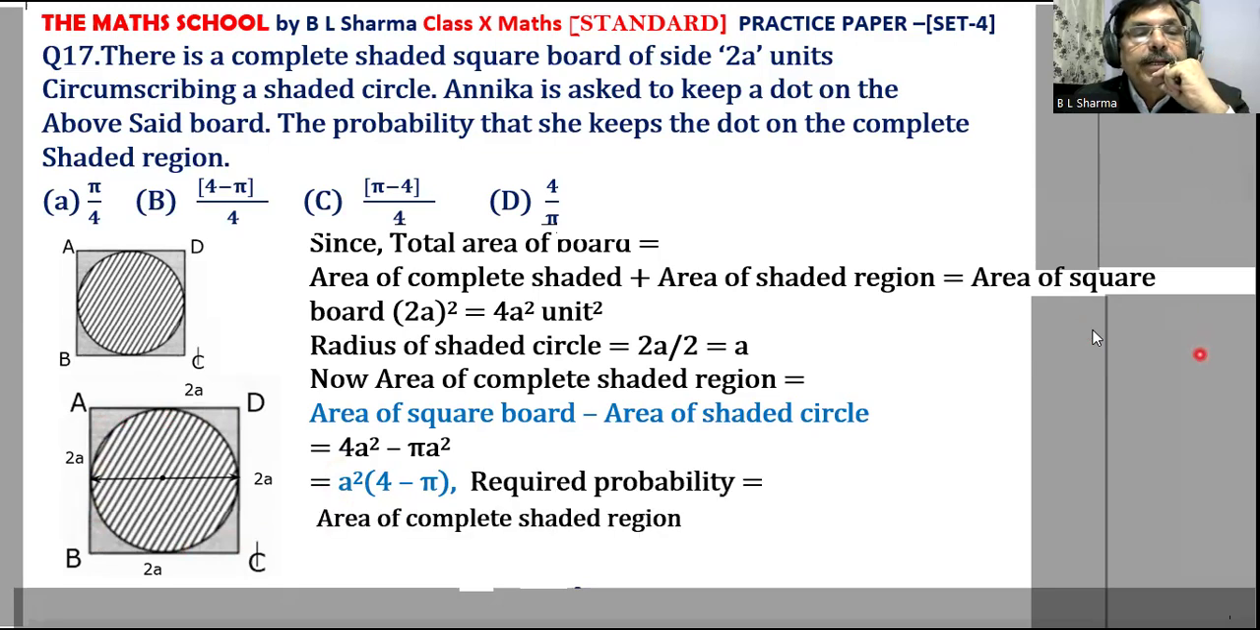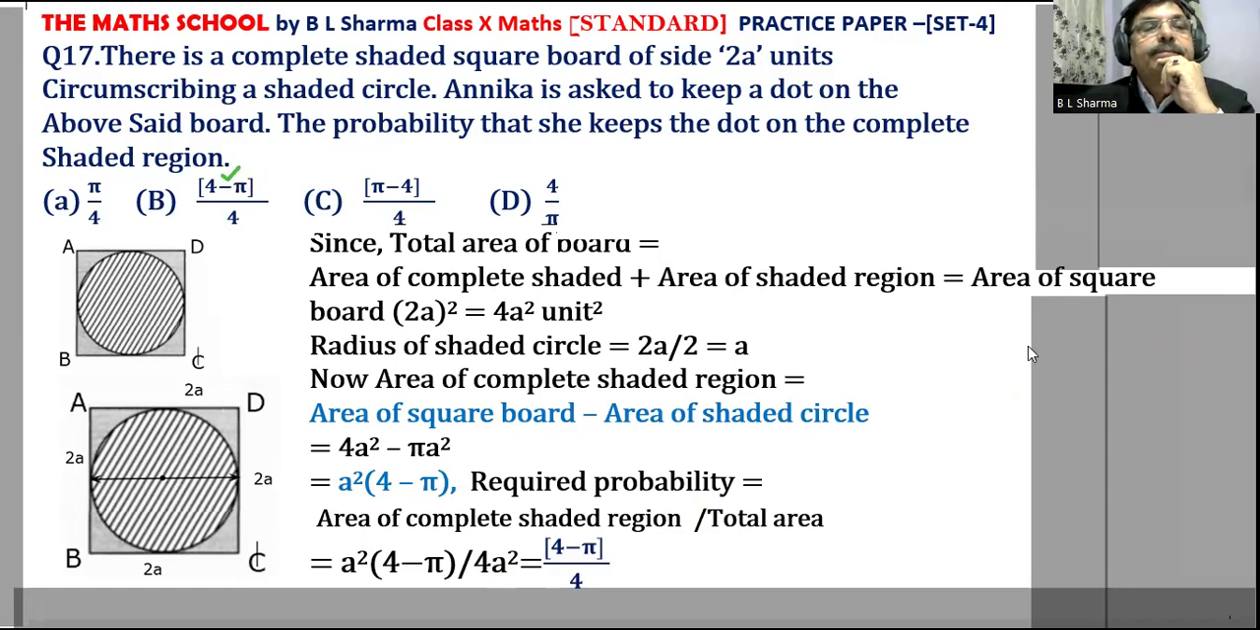So required probability is area of complete shaded region divided by total area. So that is A square into 4 minus pi. Total area is 4 into A square, because area of a square is side into side, that is 4A square. A square को A square से कट करिए, that is 4 minus pi upon 4. This is the answer of this question.